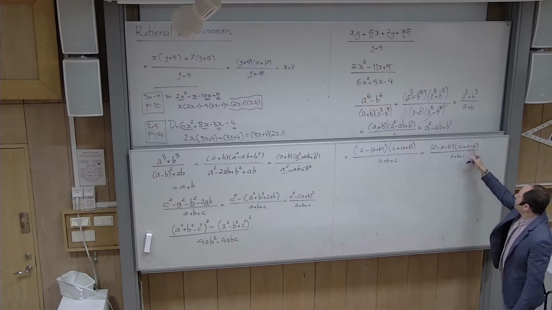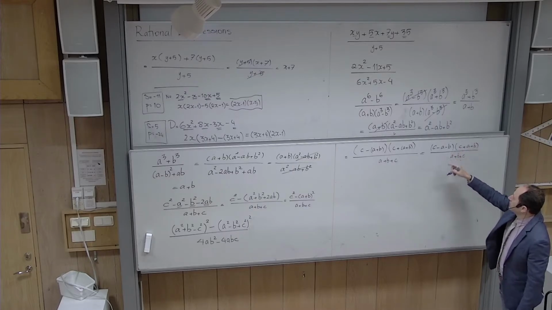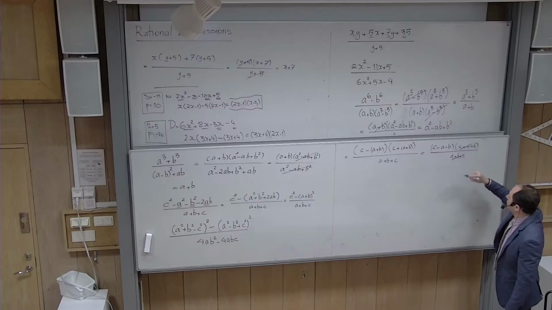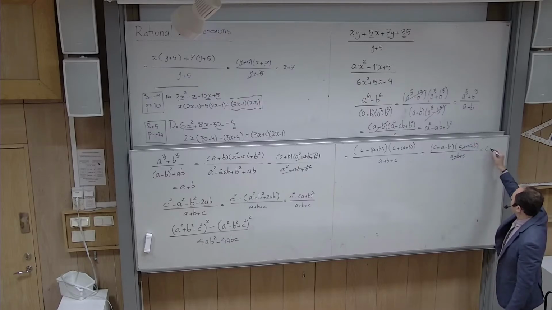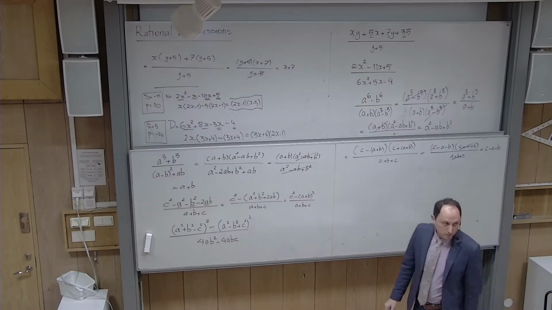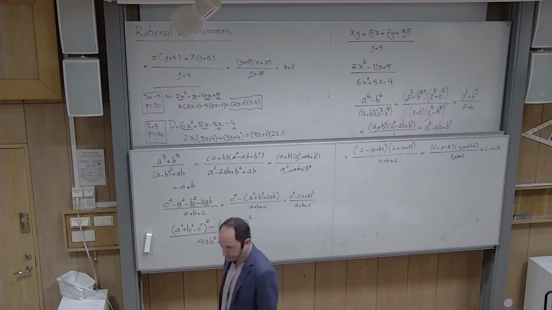Because a plus c plus a plus b is the same thing as a plus b plus c, and here it appears as a factor, so I can cancel it out. And then what's left? 1 is left here, 1 is there, but no one bothers to write 1s, so that's your answer. So it's c minus a minus b.